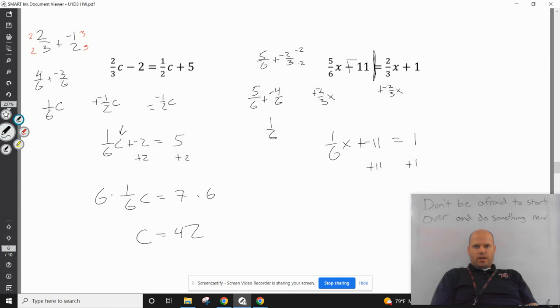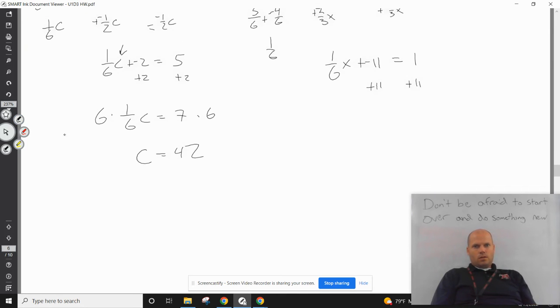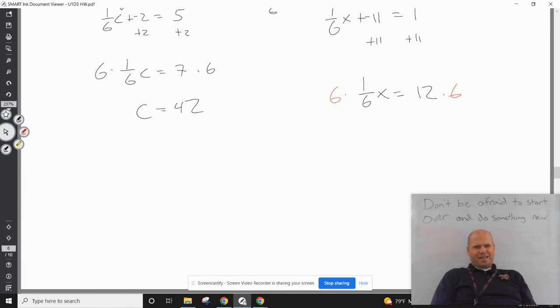Add 11 to both sides. Multiply by 6 or divide by 6. But when you divide by 6, it's the same. I don't think I changed this from the notes. My bad. 72. Maybe it's different.